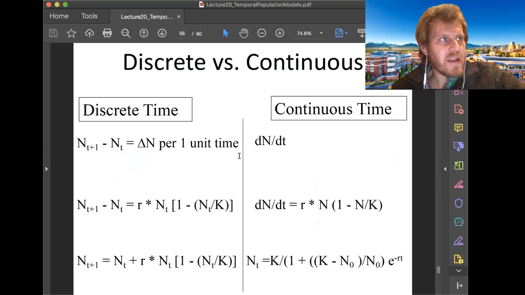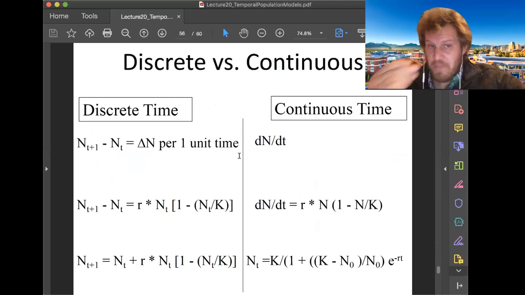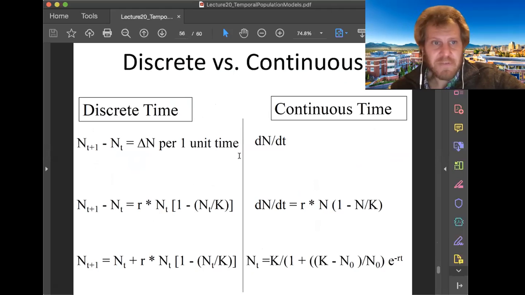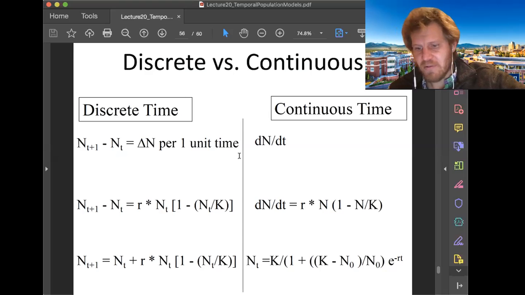Like when we talked about an exponential growth model, there were slight differences in discrete time versus continuous time. As we take the limit of continuous time, as delta t goes to 0, then this model approaches... if we take the limit of discrete time for time shrinking to 0, the discrete time model approaches the continuous time model.